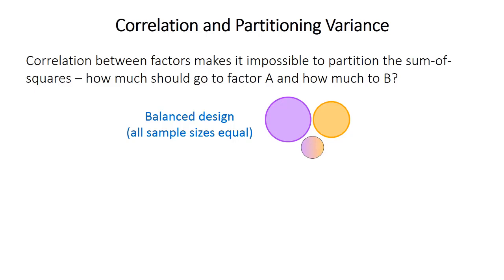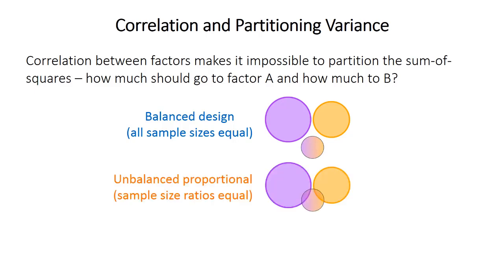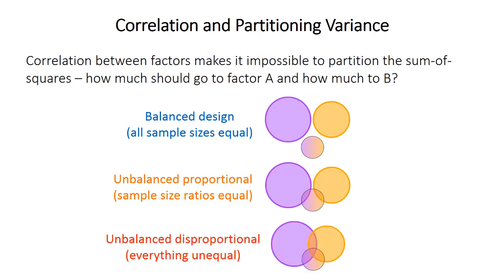There's no overlapping. In an unbalanced but proportional design, there's no correlation between the two variables. They don't overlap, but there is some correlation with the interaction. So those circles overlap a little bit. And I won't talk much more about this. We will focus more on the unbalanced and disproportional design. There's correlations between the variables and with the interactions. Those are all indicated with the overlapping of these circles.